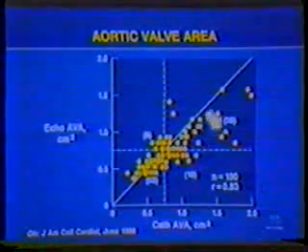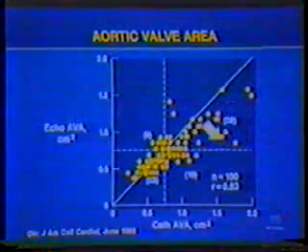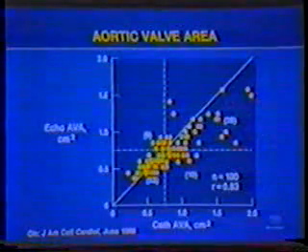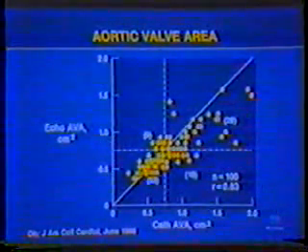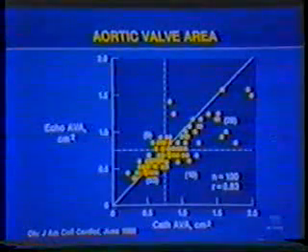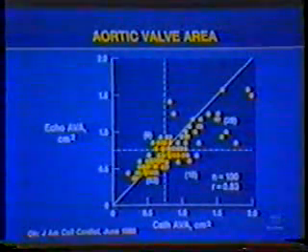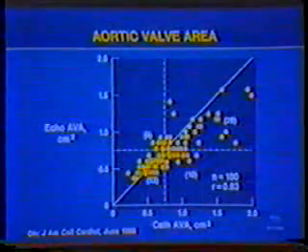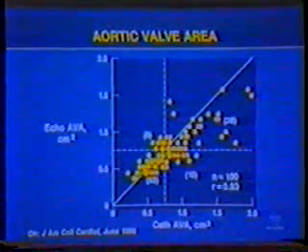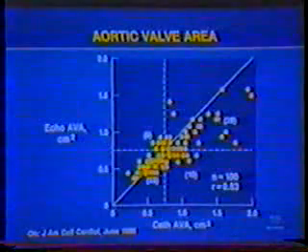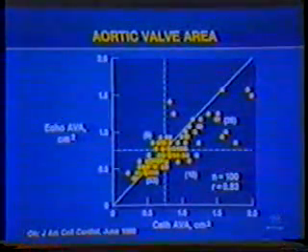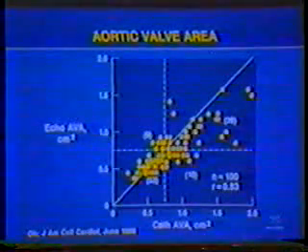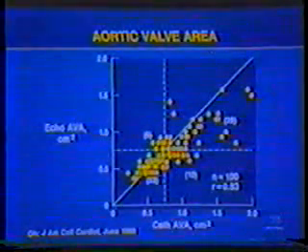To be certain, there are a few discrepancies. Note that these occur with the larger valve areas. The discrepancies are partly due to technical limitations of the 2D and Doppler measurements. However, you should remember that the gold standard Gorlin formula is not a true gold standard. It is less accurate for aortic valve area than the continuity equation, particularly in the presence of aortic regurgitation or low output.